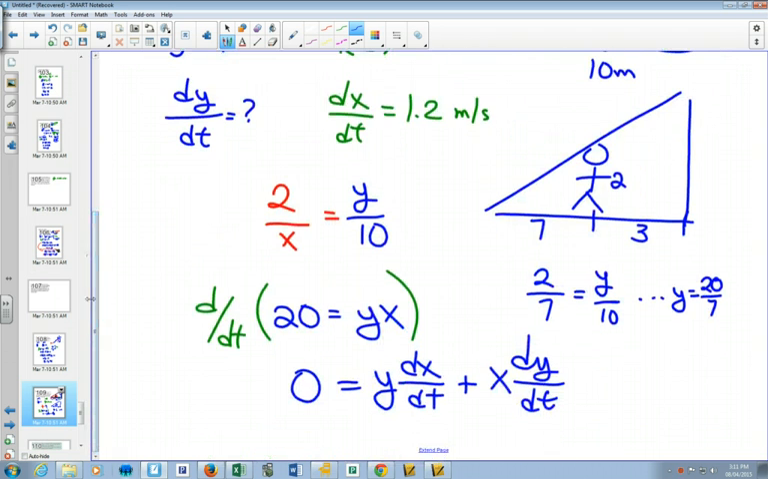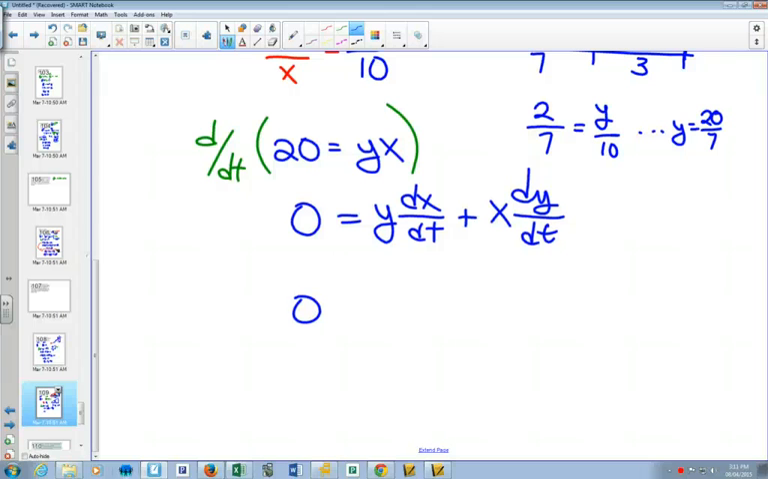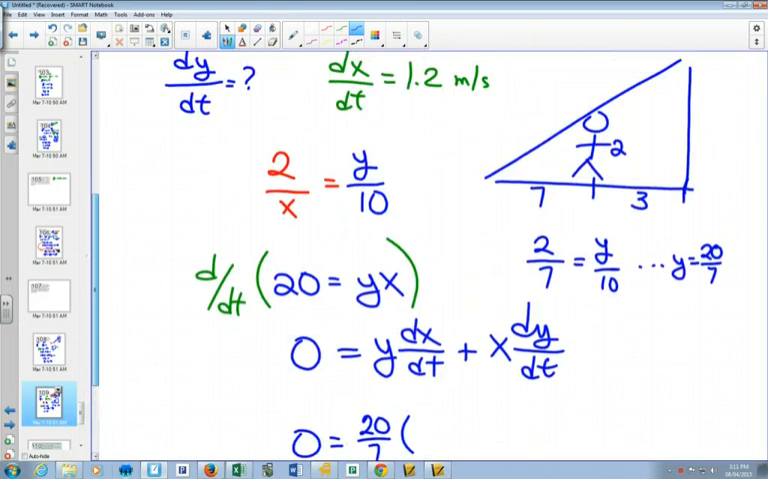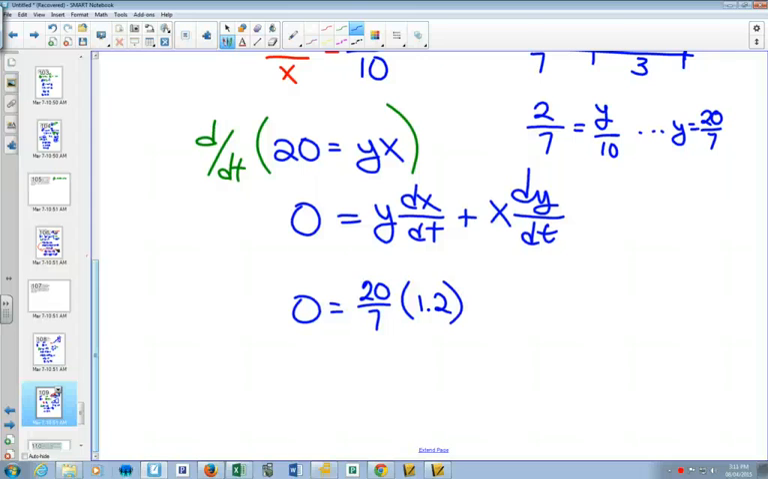So putting things into our formula now, y is 20 over 7. dx/dt was 1.2. When x was 7. This is where sometimes you get confused because the question said 3 when he's 3 meters away from the wall. You have to make sure you go back to your diagrams. Where did I place my x? My x would be 7 in this case, and dy/dt is what we're trying to figure out.